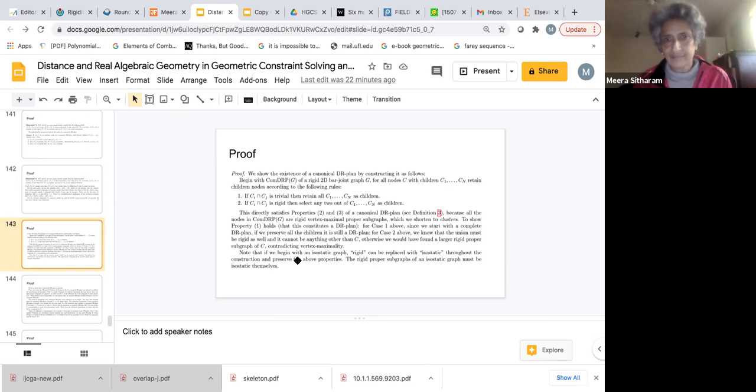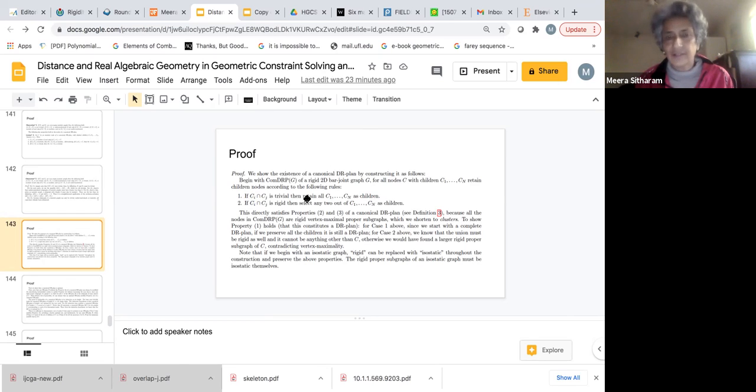This is simply saying that there is a canonical DR plan, because the definition of the canonical DR plan has two conditions, and it's not clear that there is always a DR plan that satisfies those two conditions. We just said, let's start with a complete DR plan, which is known to exist. Complete means children at every stage are all the rumps, rigid vertex maximal proper subgraphs. This is of course a huge thing and has no chance of being optimal because at any node, you have lots and lots of rigid vertex maximal proper subgraphs. So the goal is to sort of trim it down.